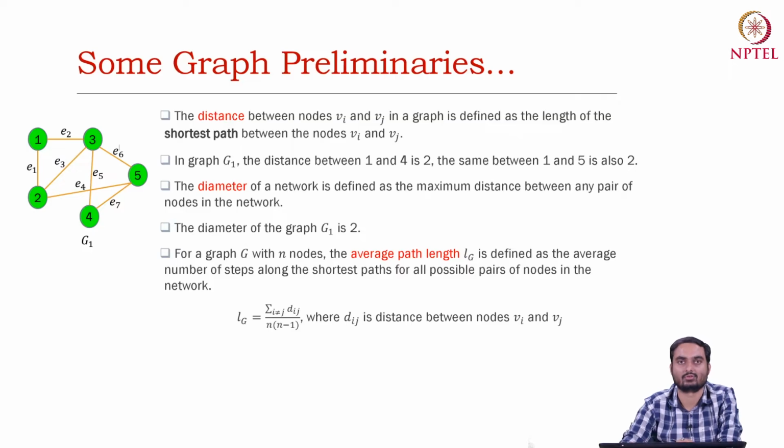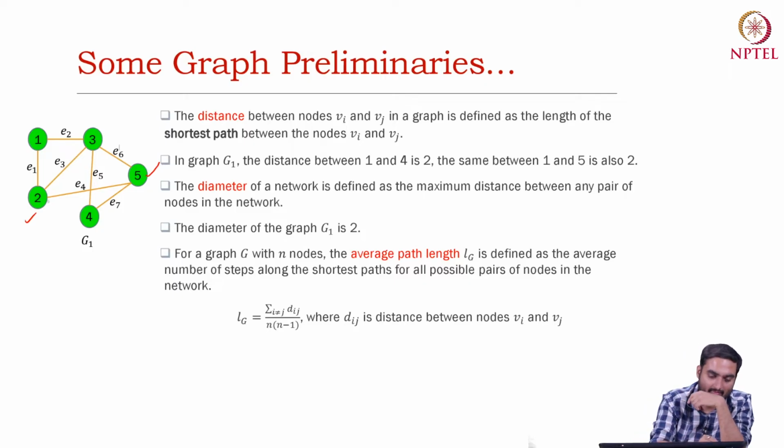What is the distance between two nodes? The distance between a pair of nodes is the shortest path between the two nodes. So remember, when I talk about the path, nodes and edges will not be repeated, right? And the length of the path would be the number of edges that you traverse. Now between two nodes, there can be multiple paths. One can be longer, one can be shorter, right?